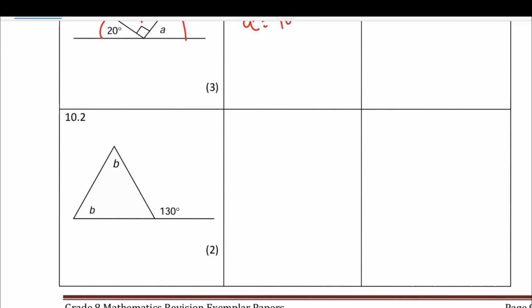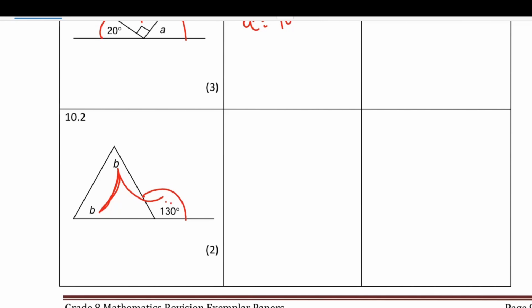10.2. So we're given a triangle and we have an angle outside our triangle. And guys, we know that an angle outside a triangle is called an exterior angle of a triangle. This angle here equals these two angles added together. These two angles added together equal this 130. An exterior angle equals the two angles that are opposite to it. So these are the two angles opposite to it.